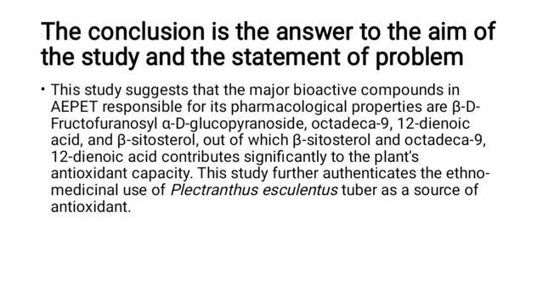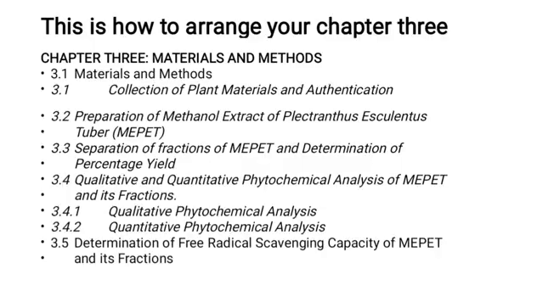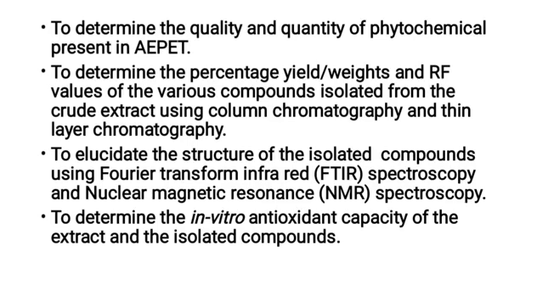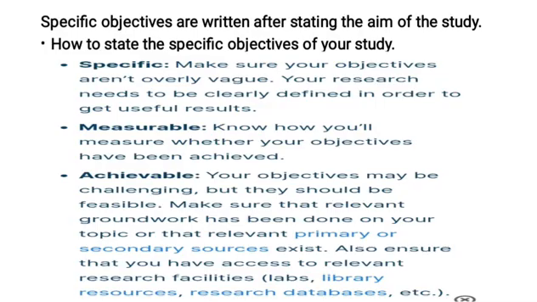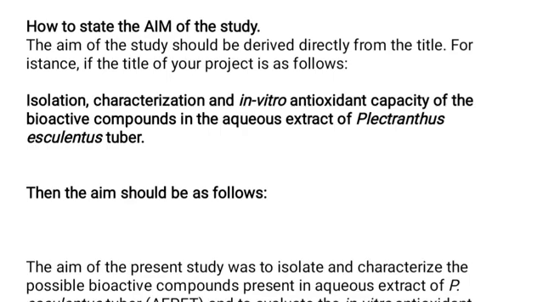This study further authenticates the ethnomedicinal use of Plectranthus tuber as a source of antioxidant. So, where did this conclusion come from? You remember, for instance, the reason why this person made this conclusion is that when you look at the person's statement of problem, and the aim of the person, the aim that the person wanted to achieve.